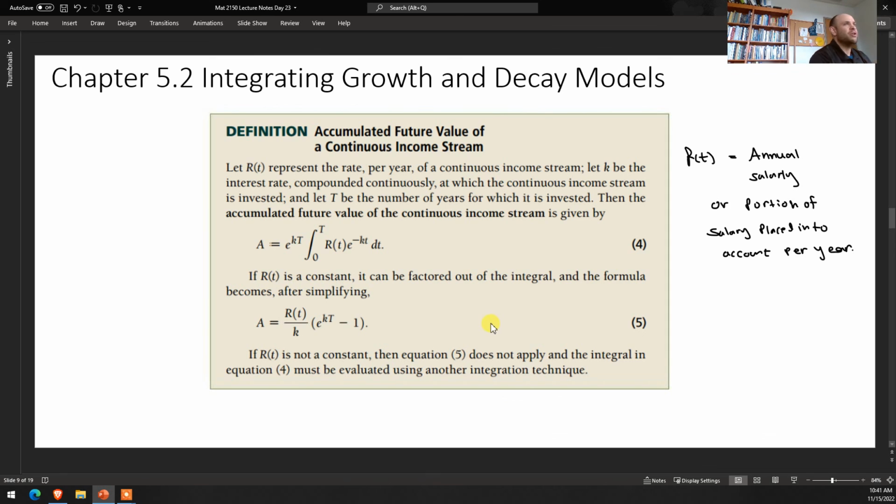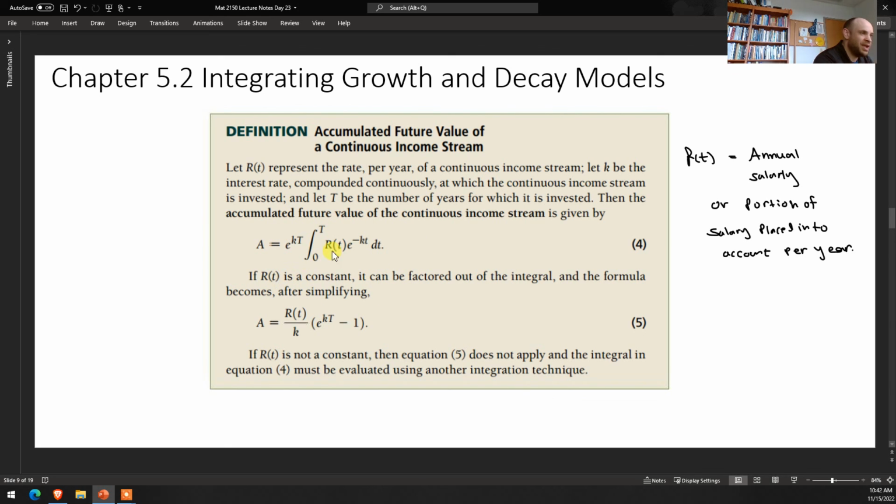So if we are continuously adding every year the same amount of money, or a function which could increase, say we could increase our contributions to this account every year, and it's accruing continuous interest, then how much is accrued over a certain amount of time is given by this formula. This formula says that we add money to the account and it accrues interest, and so we can find the future value as this integration.